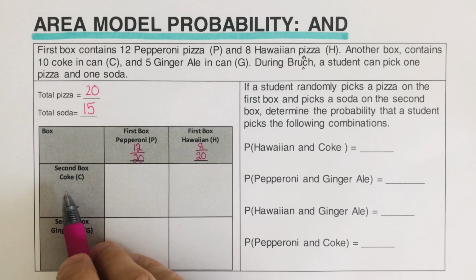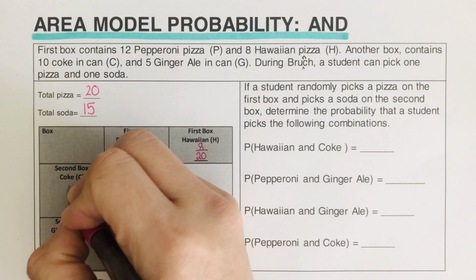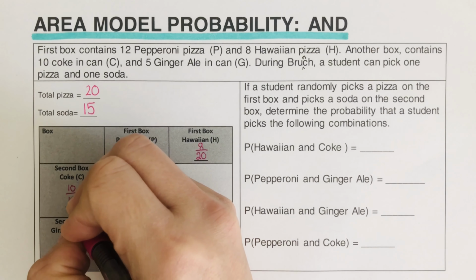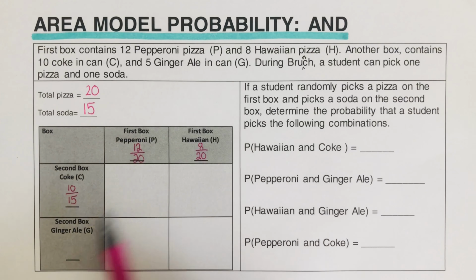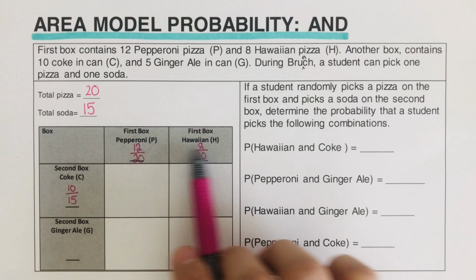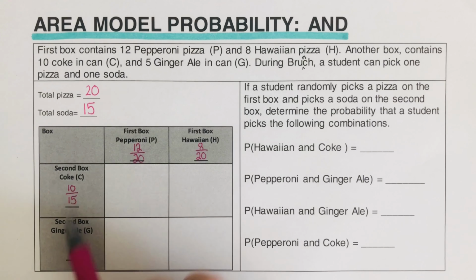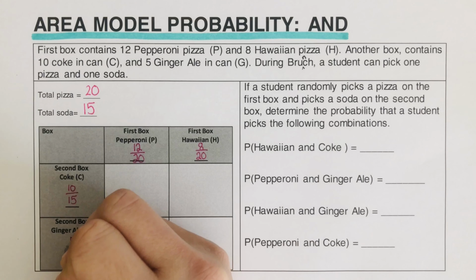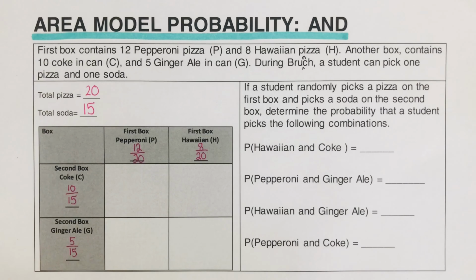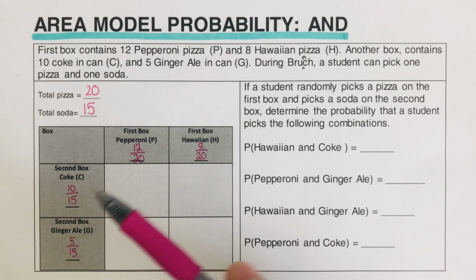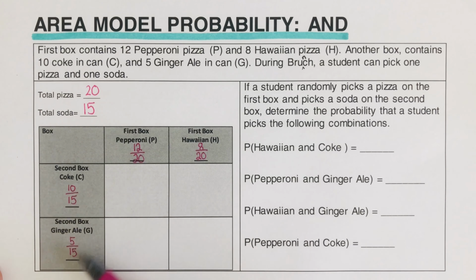So for the other event that we have here for the soda, there are 10 Cokes. So I'm going to write 10 over the total soda, which is 15. So that's 10 over 15. We're going to be reducing answers at the end here, so don't worry about reducing this into lowest terms, but let's do it on the final answer. The second box here, for ginger ale, that's 5 over 15. So I'm going to write 5 over 15. Now the question is, how do we fill this? By the way, notice that this is again 1, because 10 plus 5 is 15 over 15, which is 1. Now we are going to fill this in.